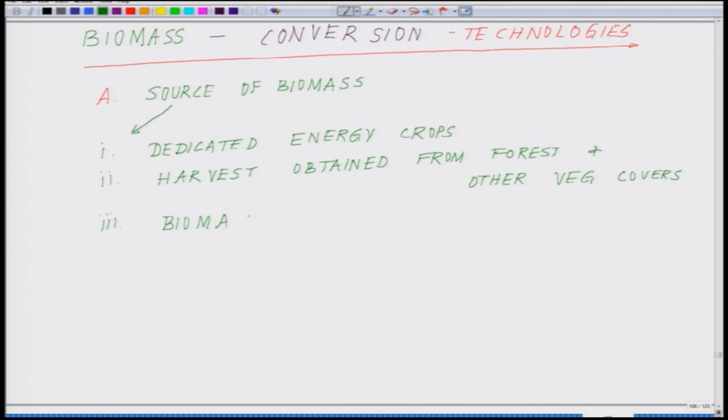Biomass waste in the form of sludge, okay. And this could be even the domestic waste, of course, of the biological origin, okay. So, these are the different sources of biomass, and this is very important.